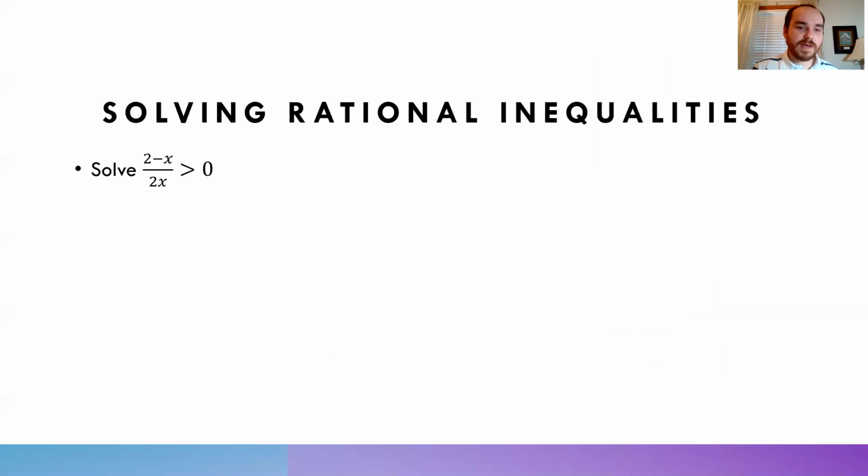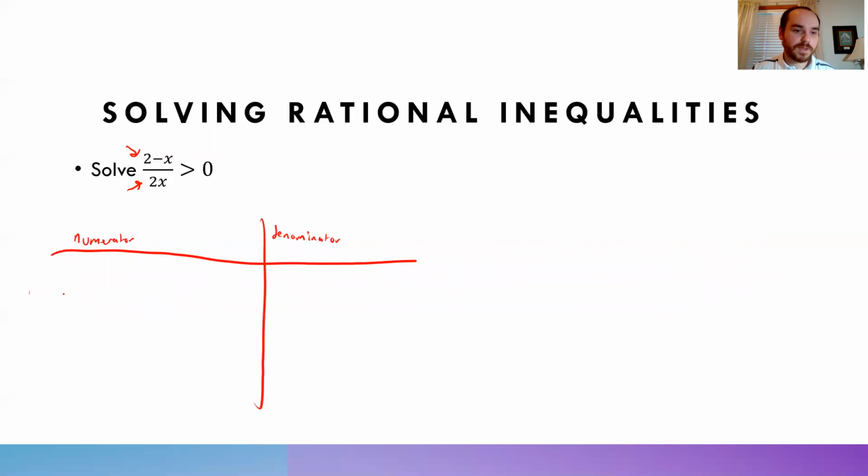This first one, we've got 2 minus x over 2x is greater than 0. Now, luckily, step 1's already done for us. It's written in the correct form, so we can skip that one. Then what we want to do is solve for the p of x, that's our numerator, and the q of x, which is our denominator, equal to 0. So let's do this. I'm going to break them up just for fun. It doesn't actually matter in this case, but might as well.